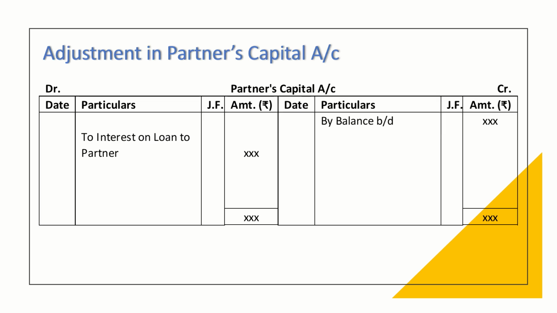Let's have a look at the partner's capital account. This will be debited to partner's capital account because this is an expense for the partner. Partner is paying this to the firm, right? That is why it is debited to the partner's capital account.